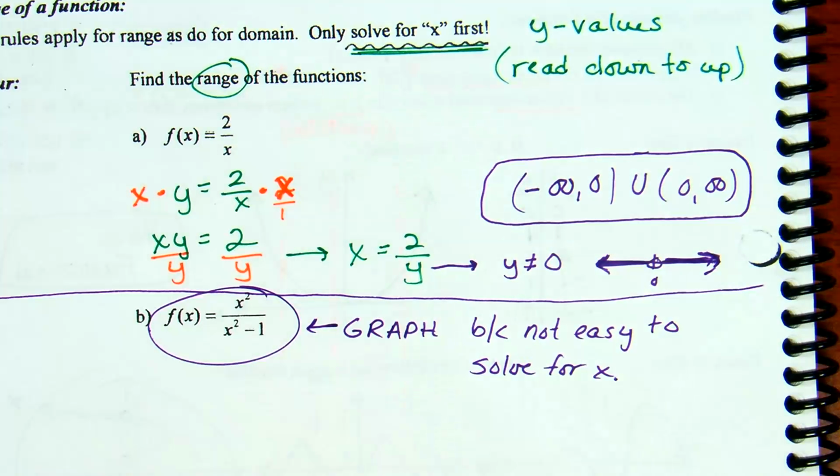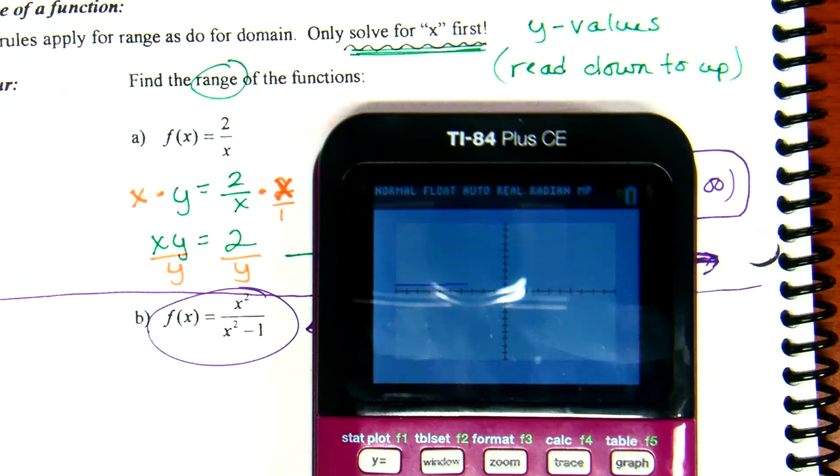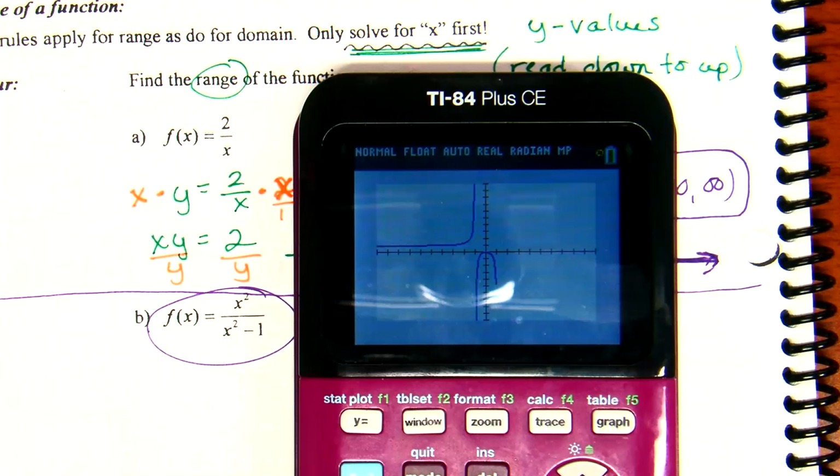What is it? X squared over x squared minus 1? Huh? What, the period? No. Or I have a few years experience on you guys. I can type them in pretty quickly. Oh, okay.